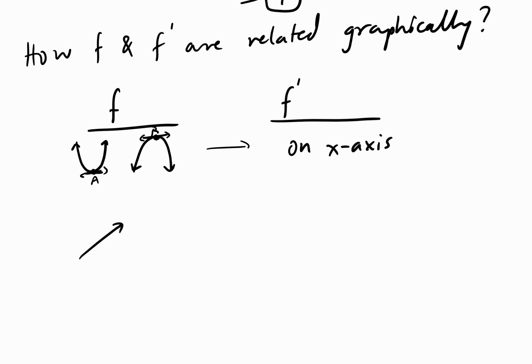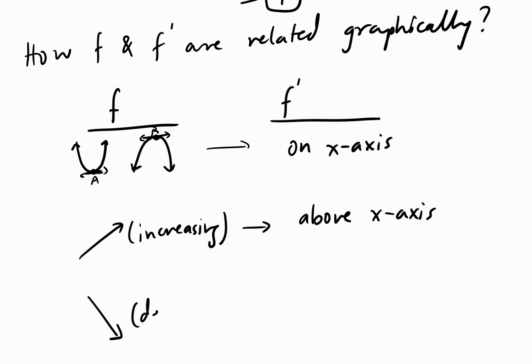If the function is going up, meaning increasing, then the graph of the derivative will fall above the x-axis. If it's decreasing, it falls below the x-axis.